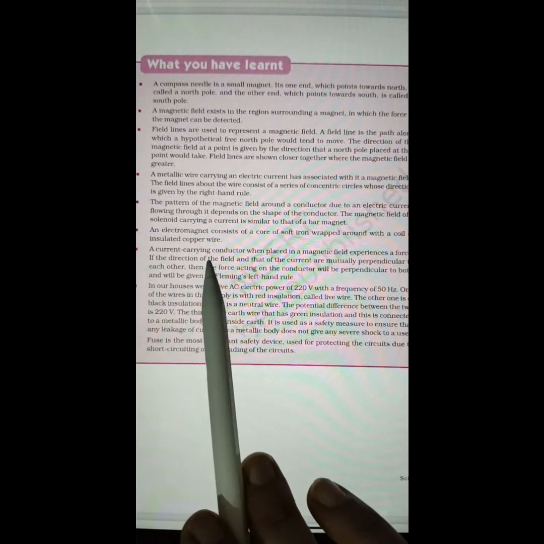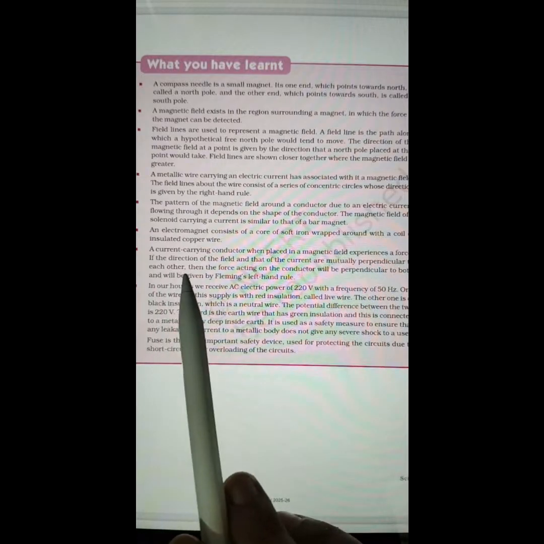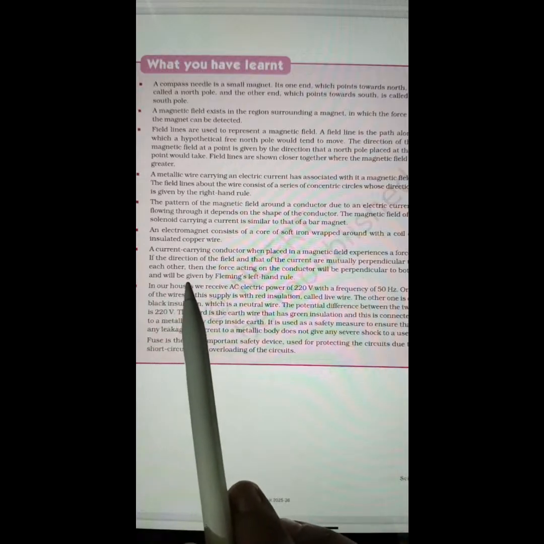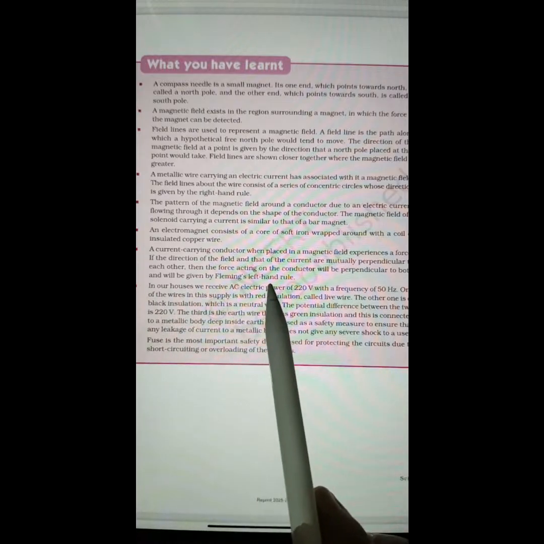A current carrying conductor, when placed in a magnetic field, experiences a force. If the direction of the field and that of the current are mutually perpendicular to each other, then the force acting on the conductor will be perpendicular to both and will be given by Fleming's left hand rule.